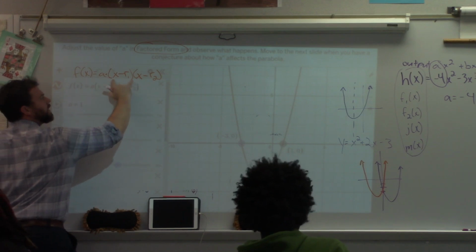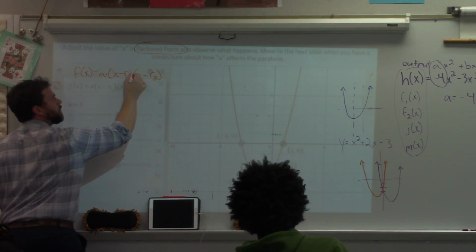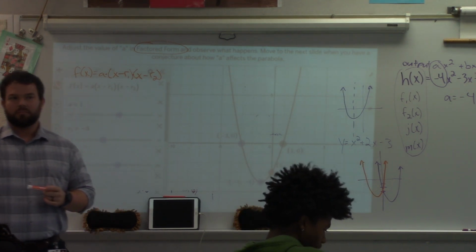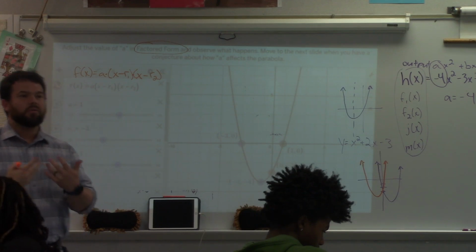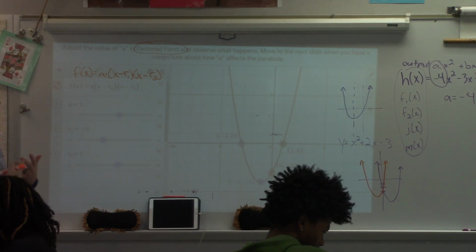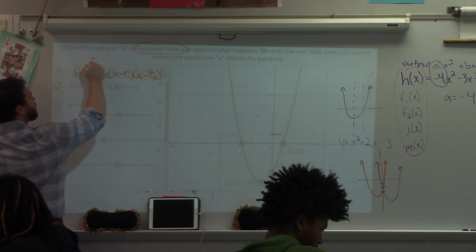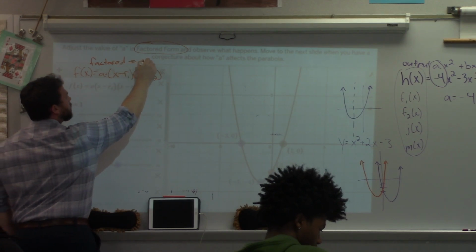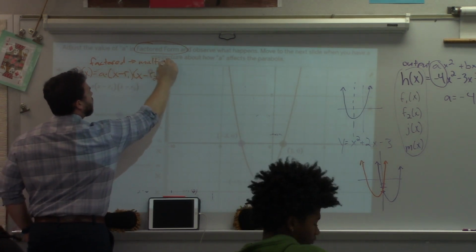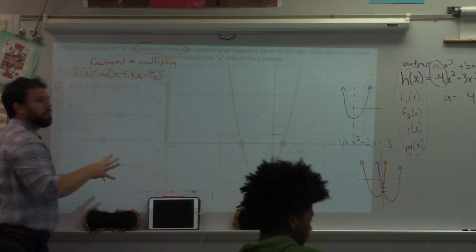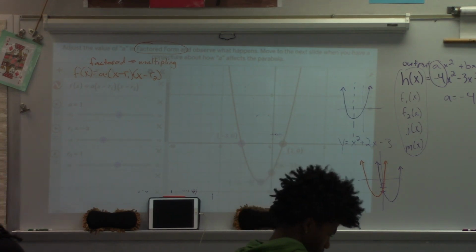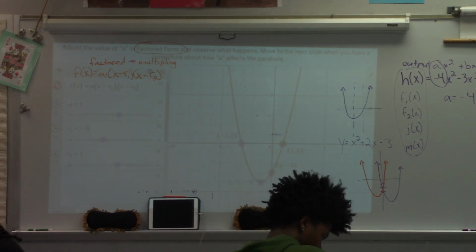What's happening between this binomial and this binomial? So why is it called a factored form? Because everything is being multiplied. Use the language to help you, because if we understand that language of factors, we're talking about multiplying things. And so everything is being multiplied at some level, right? So factored form is that a times x minus r1 times x minus r2.